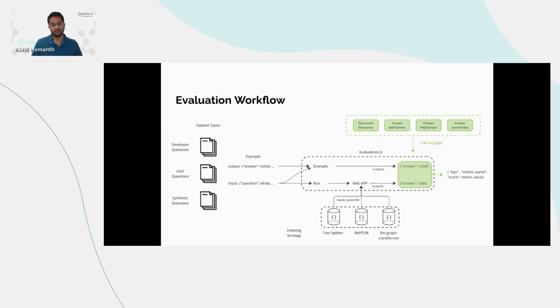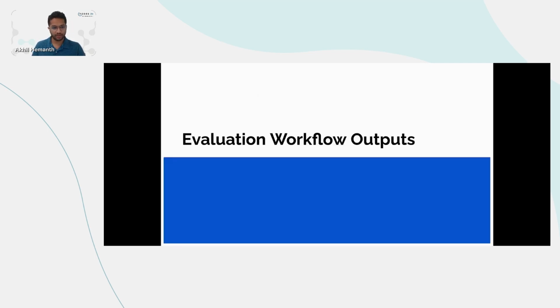And so the evaluation workflow essentially looks like this. You have different types of data sets, and you have different types of indexing strategies at the bottom. Obviously, I'm doing this because I want to try and see which works the best. And then you have four different evaluators for the LLM as a judge. So this is what the workflow would look like when using LangChain as an evaluator.